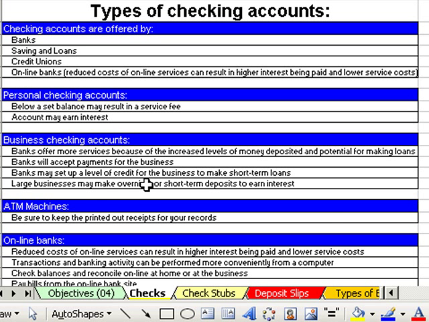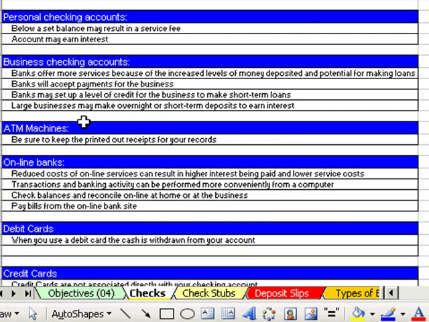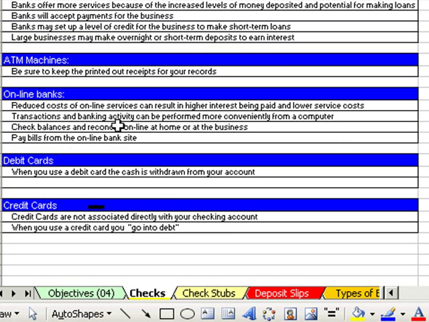Personal checks, business checking accounts. You can read that. ATM machines. If you get an ATM machine receipt, please keep the receipt and record that receipt into your checkbook register in the accounting system. Online banks, I've mentioned that. The last thing I want to talk about here on this sheet tab is debit cards and credit cards. I don't want you to ever be confused about these again.